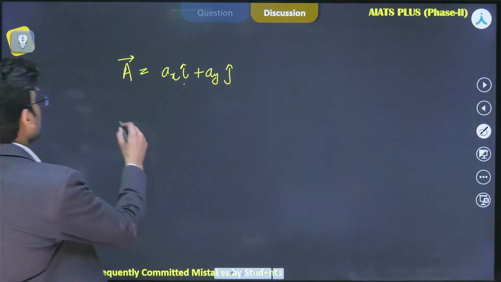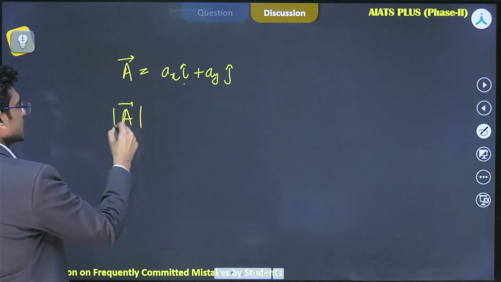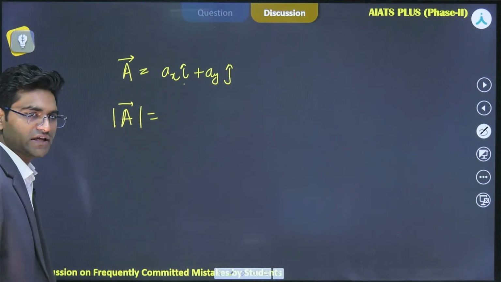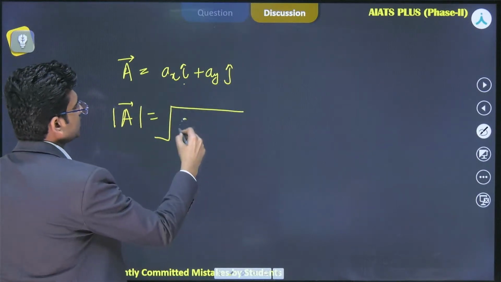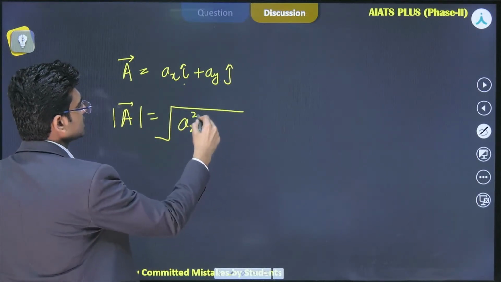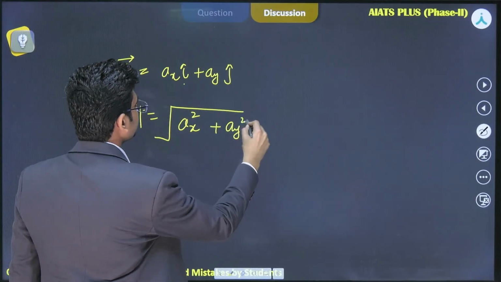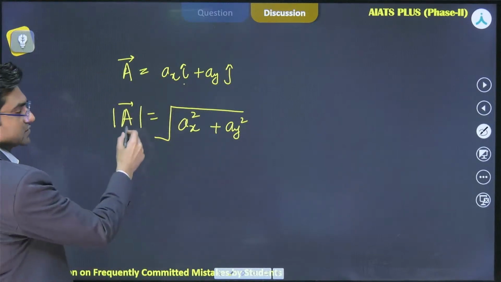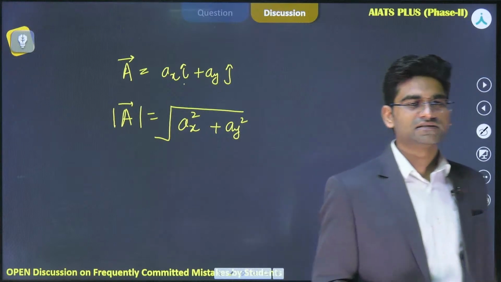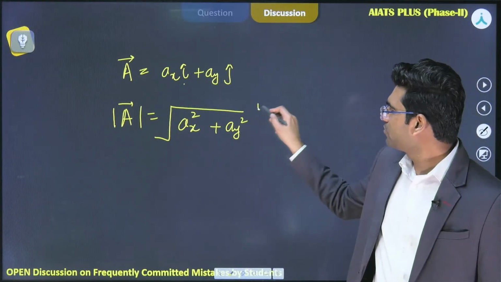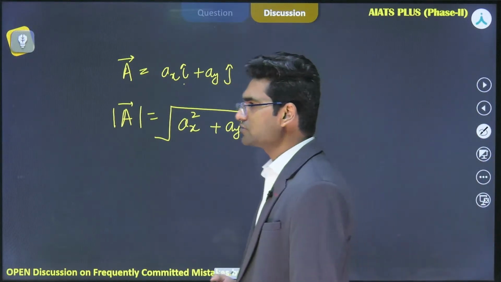How can I calculate the magnitude of this vector, that is mod of A vector? You know the formula already. The magnitude of this vector can be given as the square root of ax square plus ay square. This is the magnitude of A vector. Now, a vector has magnitude as well as direction, right? I have given you the formula of the magnitude, but what about the direction? So we have to find the direction also.